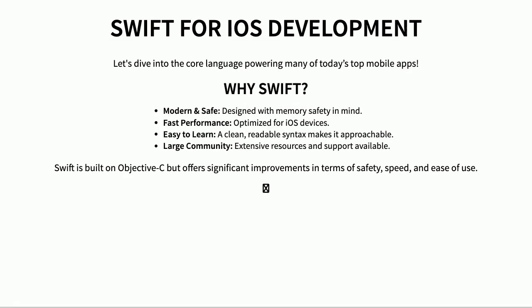Okay, so let's talk about Swift. It's the language we'll be using to build iOS apps. It's a really fantastic choice for mobile development. Swift was designed with modern practices in mind, making it safer and faster than previous languages like Objective-C. Plus, it's surprisingly easy to pick up, even if you're new to programming. It's incredibly fast on iPhones and iPads, and there's a huge community ready to help you out, so plenty of resources available. Basically, it's the go-to language for creating amazing iOS experiences.